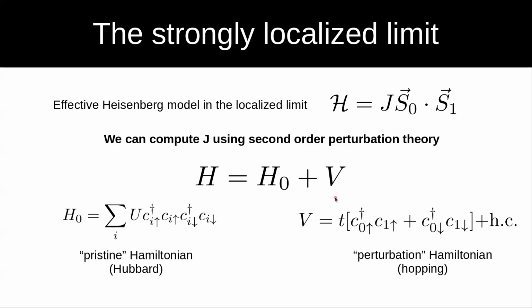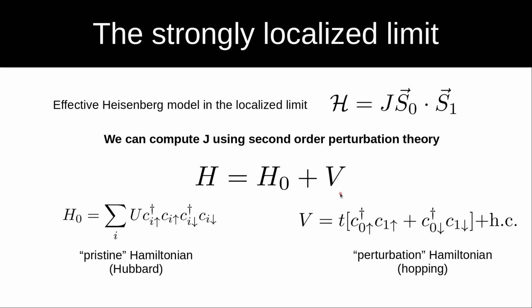If we are in the strongly correlated limit, where U is much, much bigger than T, then we take our pristine Hamiltonian to be the Hubbard term, meaning this is the term for which we know the eigenstates, which are the states that we discussed in the previous slide. And then the mixing term in the Hamiltonian is going to be the hopping.